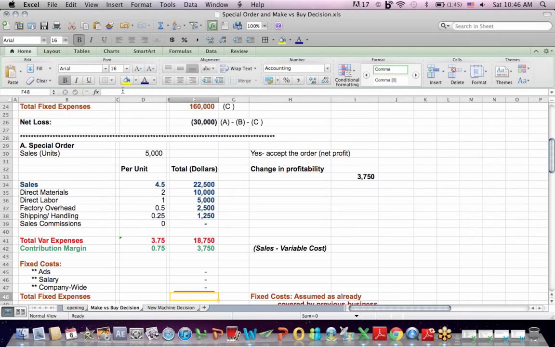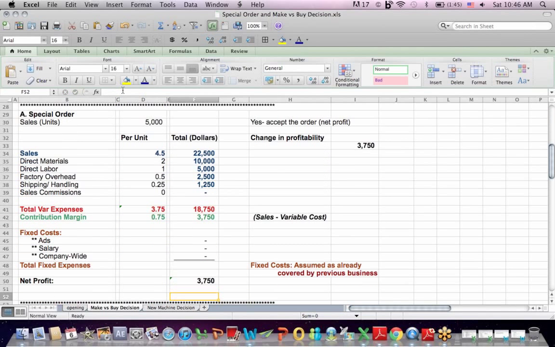And what happens is we get a special order. Now there's two things to keep in mind with a special order. The first is the special order assumes that you have extra capacity to make product that you're not using right now. And the other thing with a special order is that fixed costs are already covered by your previous business, by other production, because you covered your fixed costs with your original production. So you can see here under fixed costs, they're not included in your decision about whether or not to take a special order. What you do include is you have to include sales, you have to subtract variable expenses just as we did before.